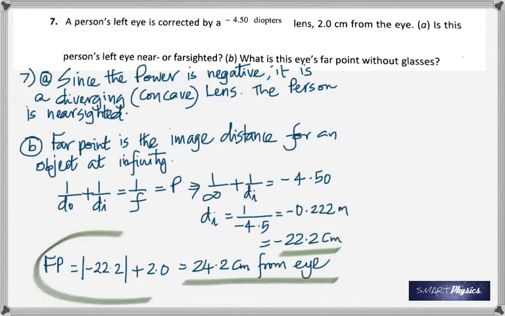But since the lens is 2 centimeter from the eye, that's why we've considered the 2 centimeters. So actually, it's 24.2 centimeter from the eye. Okay.